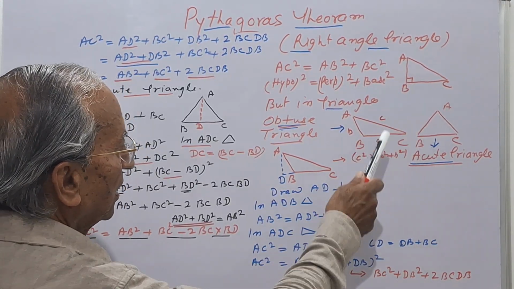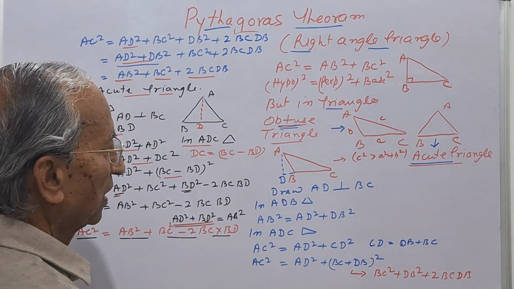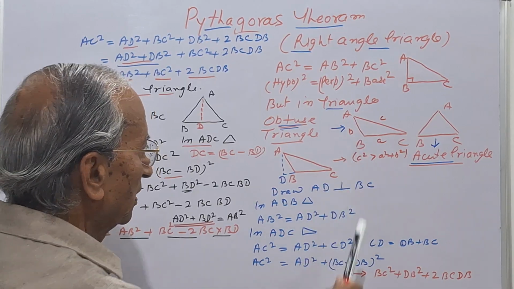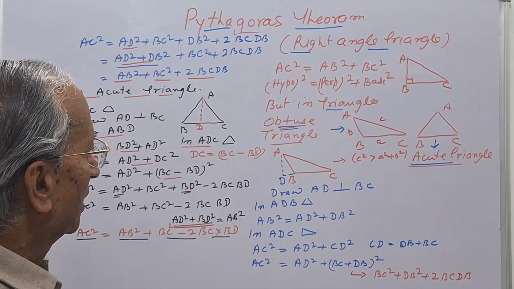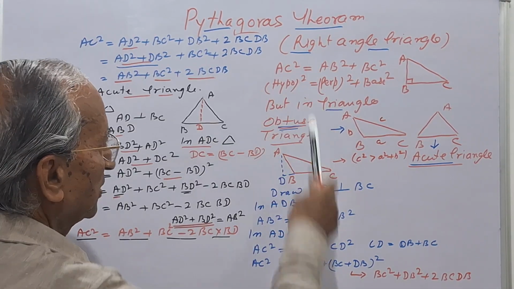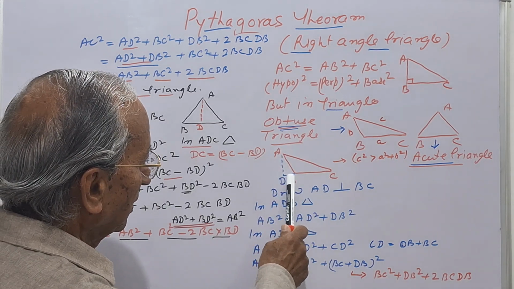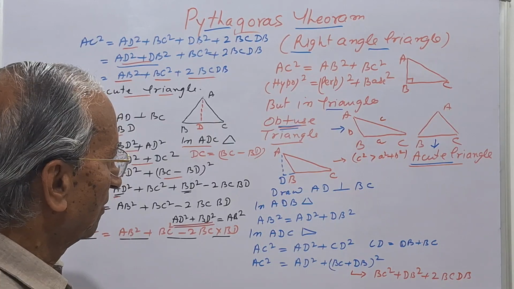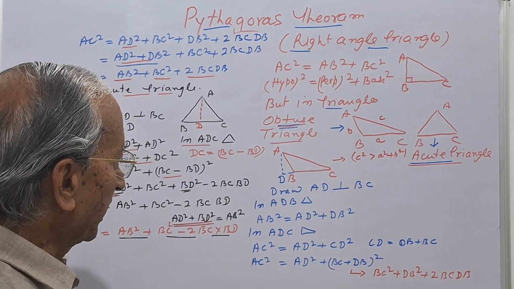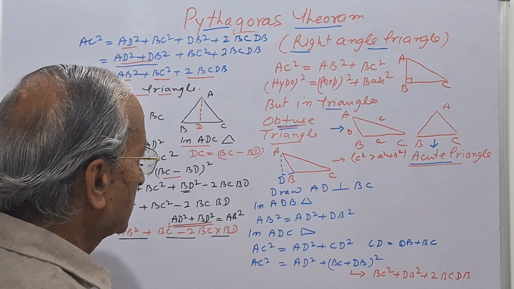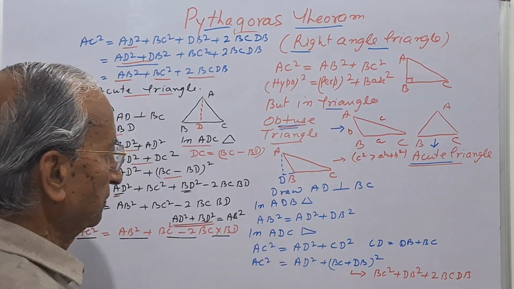Now first we will discuss the obtuse triangle. ABC is an obtuse triangle, and we will see how this Pythagoras theorem is applied. Draw AD perpendicular on DC. Then we will get two right angle triangles. One is ADB and the other is ADC.